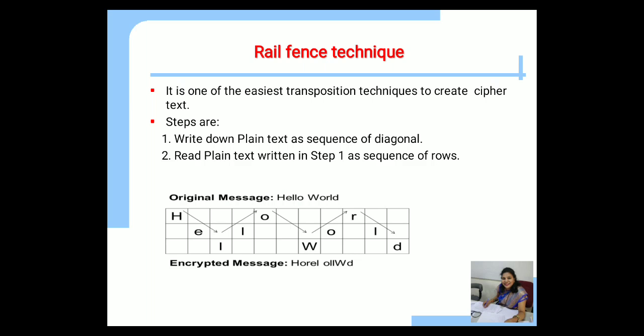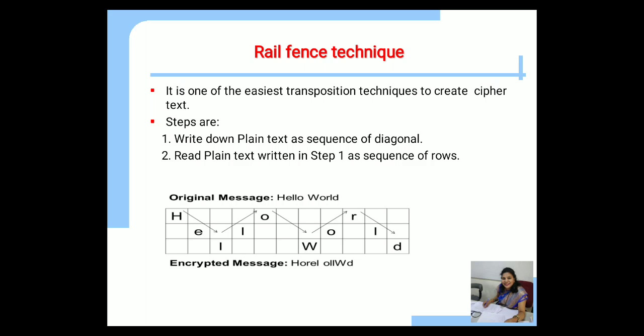The rail fence name actually comes from the railway tracks. It is one of the easiest transposition techniques to create a ciphertext. What are the algorithm steps? There are only two steps. First is write down the plain text as a sequence of diagonals. Here HELLO WORLD is the plain text. It is with the depth of 3, so 3 rows are here. With the depth of 3, your plain text is written as a sequence of diagonals.